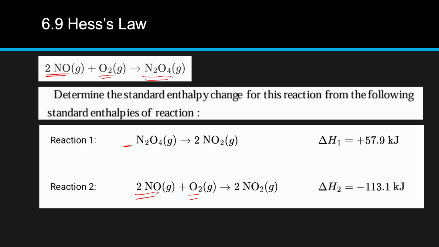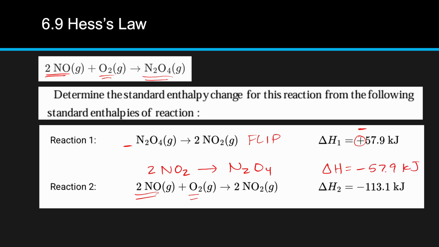I do have a 1 coefficient, but it's a reactant, so I'm just going to flip this equation, which means this is now a negative sign. So now with my new equation, that would be 2NO2 reacts to form N2O4. And that's going to be a new delta H value of negative 57.9 kilojoules.